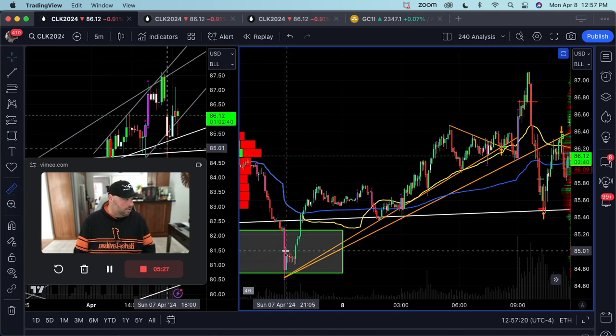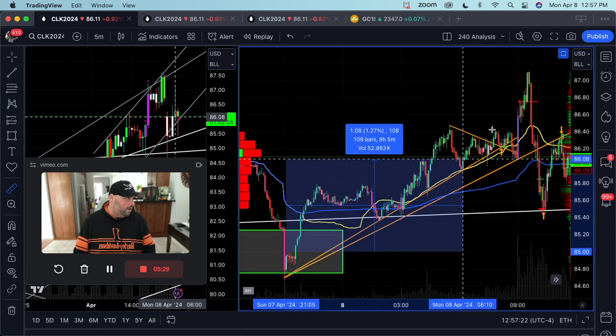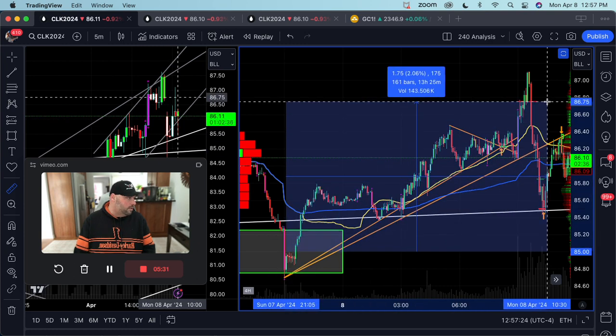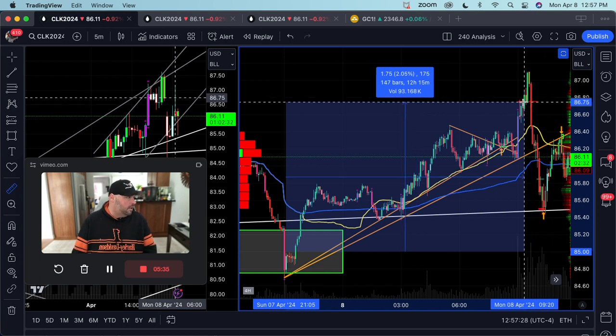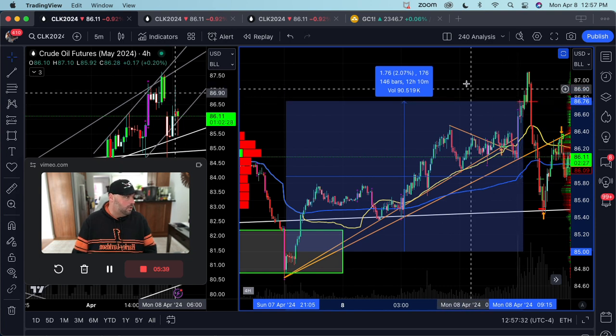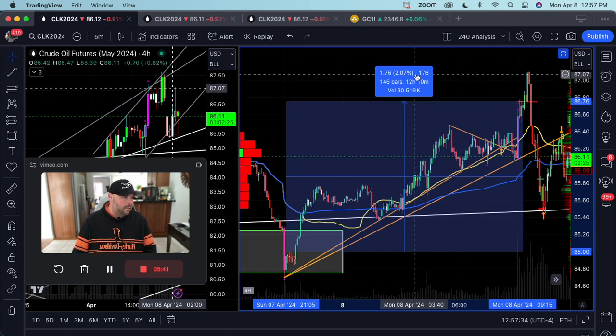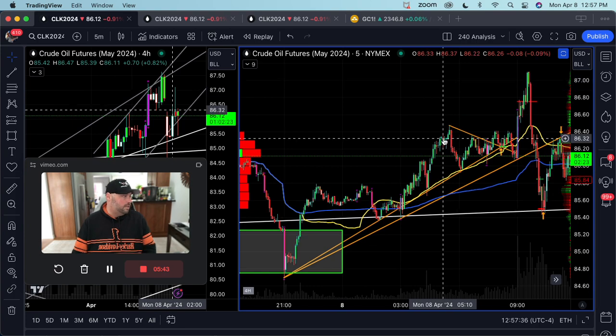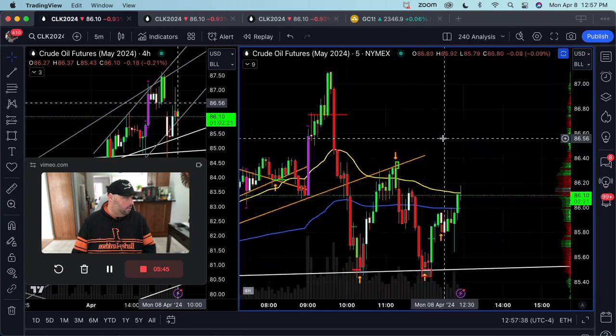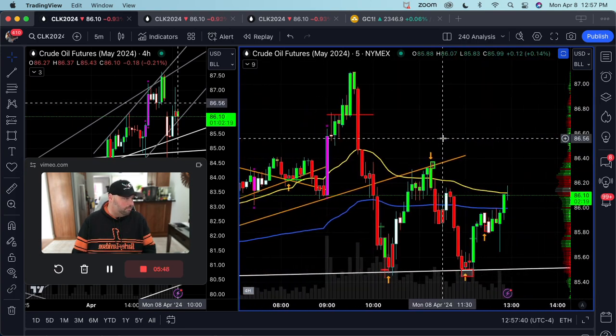So I'll just go to the middle of the road, $85, right? And you can see here at 86.75, that's 175 ticks, and it only took what, 12 hours? So that's not bad. That's a lot. So I advise them what I would be doing at that point in time.